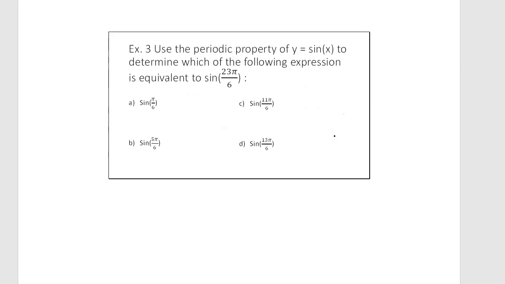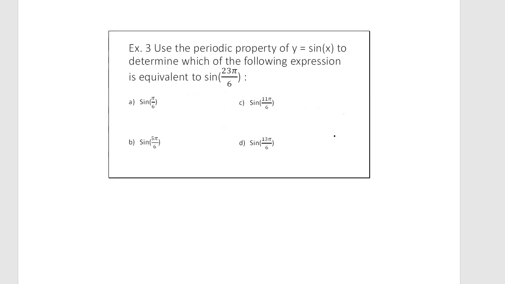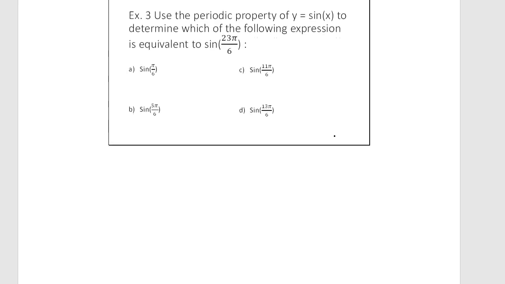Okay, so we just have 2 more examples. Here we have the periodic property, and we want to use that in order to solve y equals sine x. We want to see what's equivalent to sine of 23 pi over 6. Using the periodic property is the same thing as finding the coterminal angles, because 2 pi is the period, and 2 pi is also what you use to find the coterminal angles. So let's do that now.